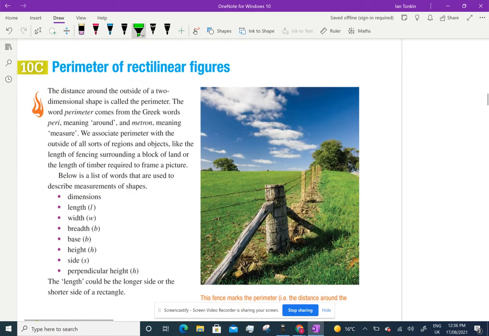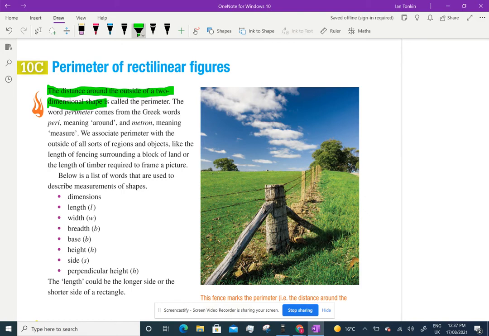So hopefully you've got your textbook and you've had a look here. The perimeter of a two-dimensional shape is the distance around the outside of the shape. And that's what we call perimeter. So somewhere in your notes, write that down. The perimeter is the distance around the outside of a two-dimensional shape.